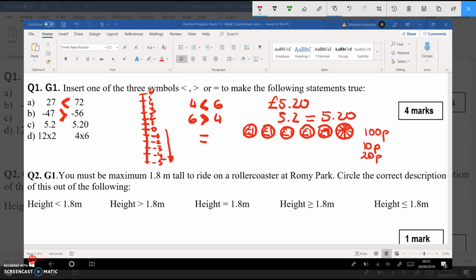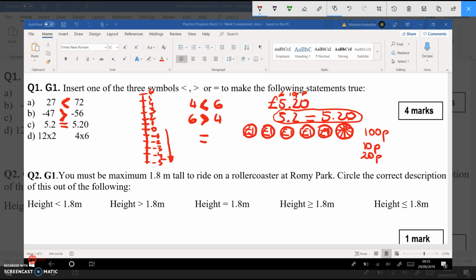When it comes to anything other than money, such as liters, milliliters, centimeters, whatever you're measuring, these two will be equal, and you can show them either way, either as 5.2 or 5.20. Whereas when it comes to money, you must include that 0 because it must tell what is the value of the pennies. So these are the pennies, these are the 10p coins, and these are the pound coins. So I must put an equal sign here.